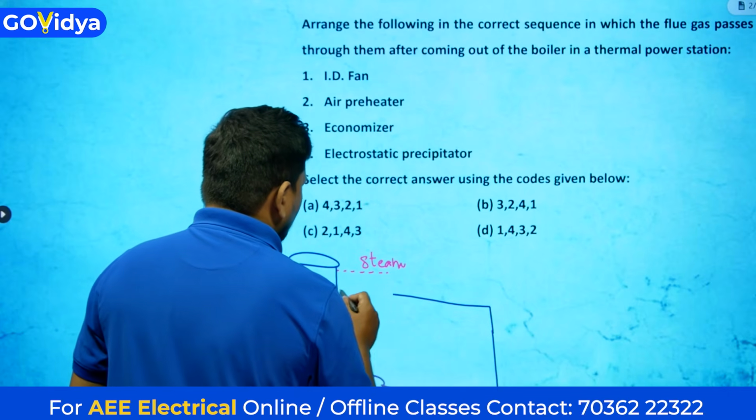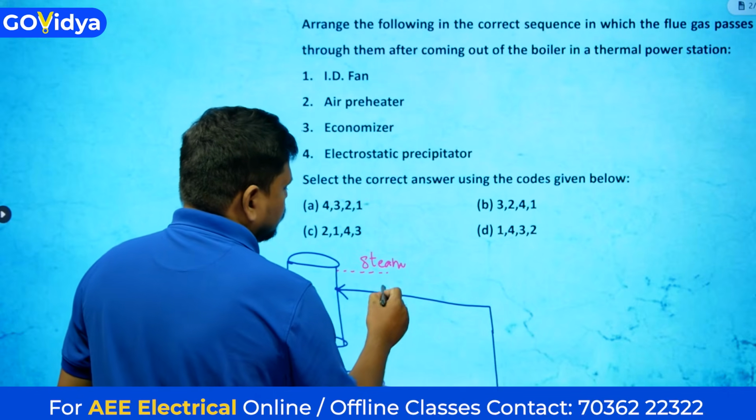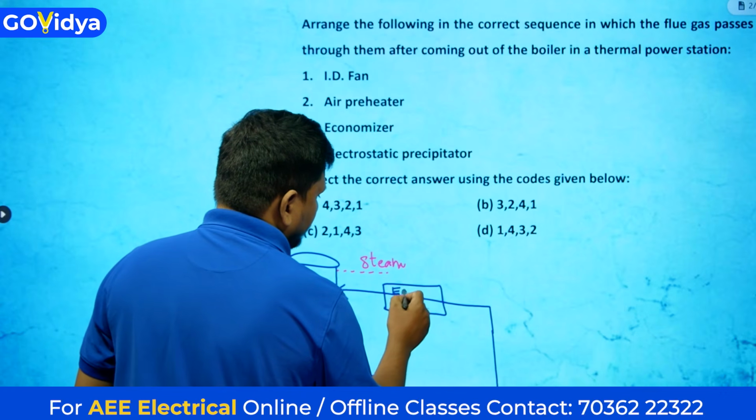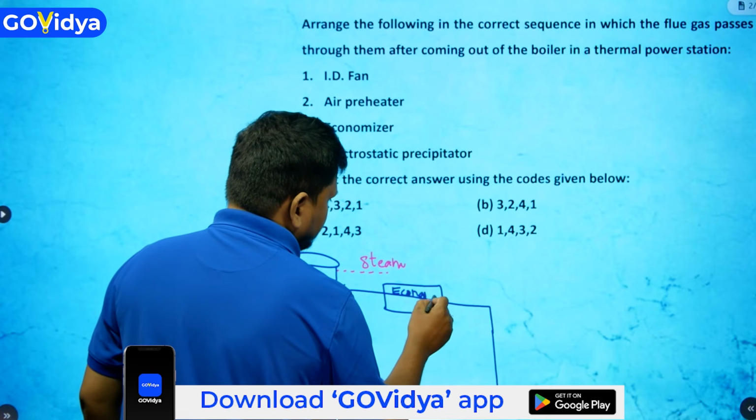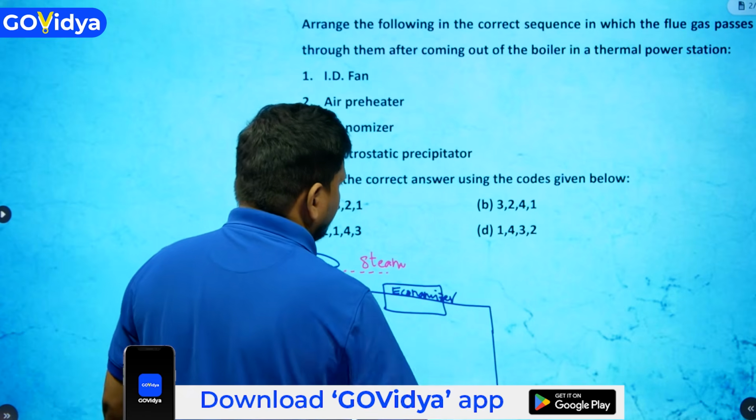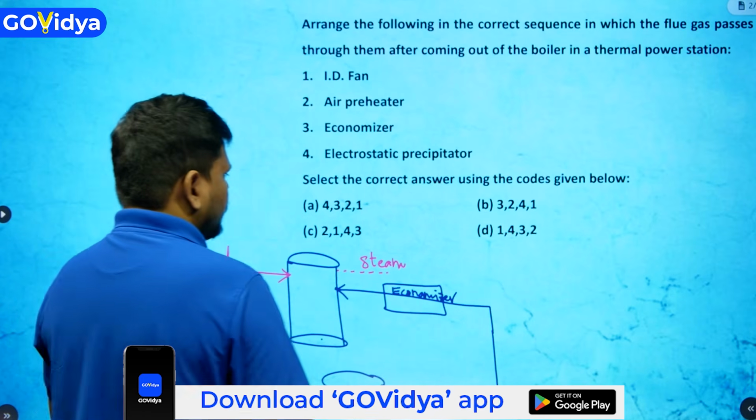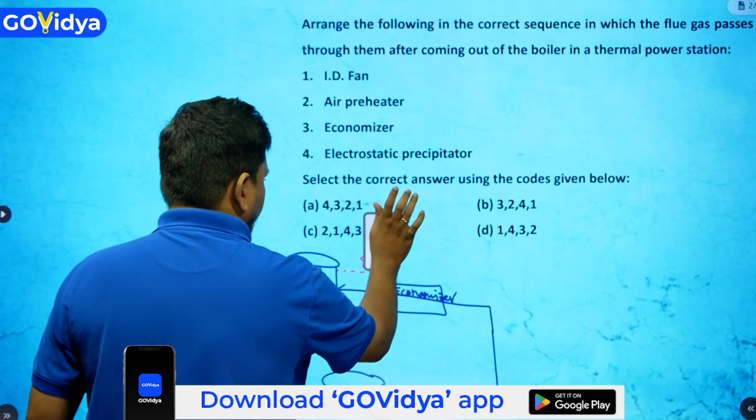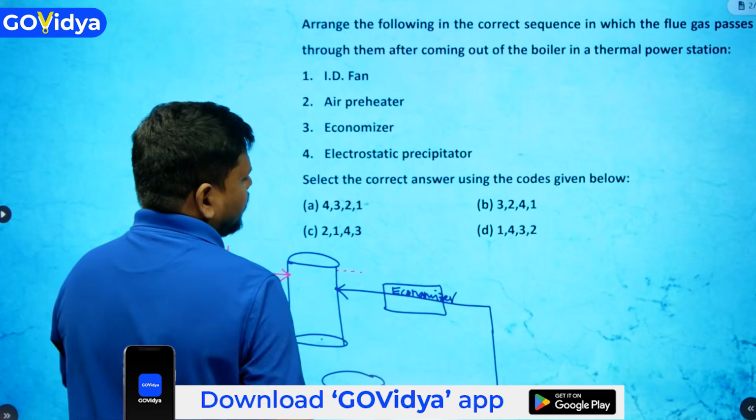Okay, so through what can we send the water? Through the economizer we will send the water. This component is called the economizer. And the steam we have already produced, right? This steam has to go to the turbine. So it should go to the steam turbine.